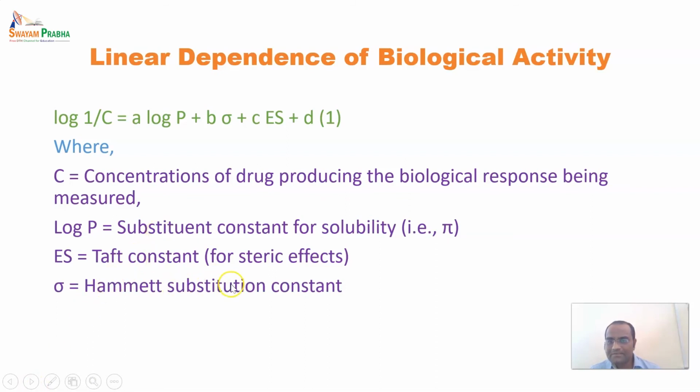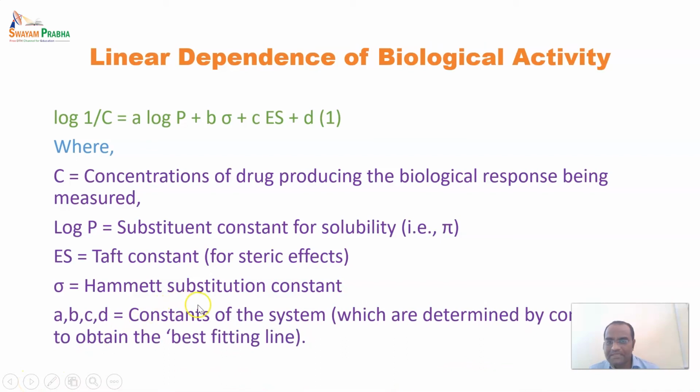And after that, Hammett substitution constant. So these three are important parameters, that is lipophilicity. So it refers to how the lipophilicity changes with a substituent, or solubility changes with a substituent. And after that, steric factors or steric effects, and after that, Hammett substitution constant. So electronic structure of a molecule. And these A, B, C, D are the constants of a system which are determined by a computer to obtain the best fitting line.